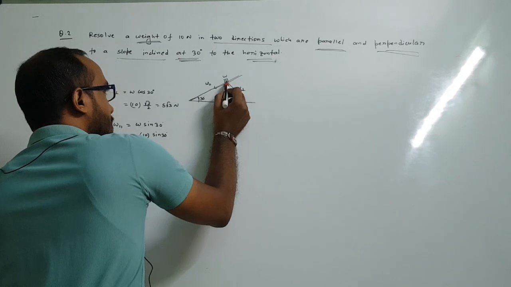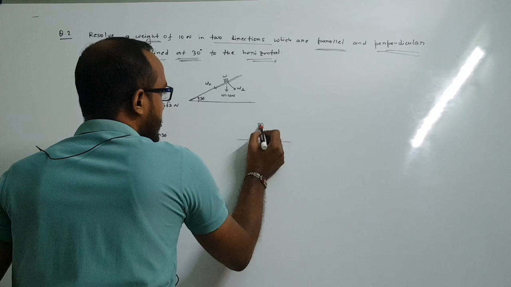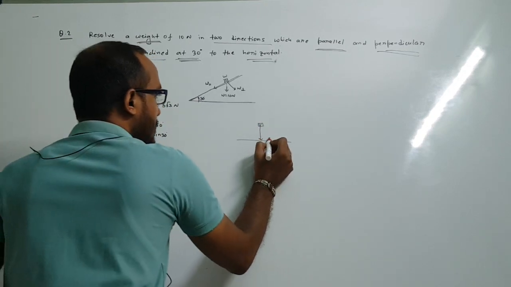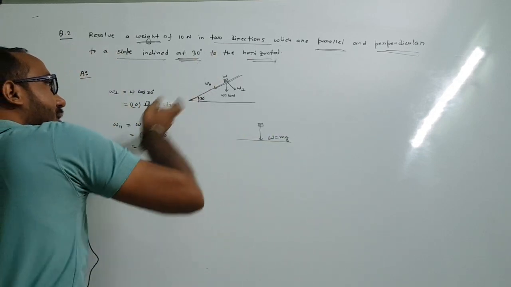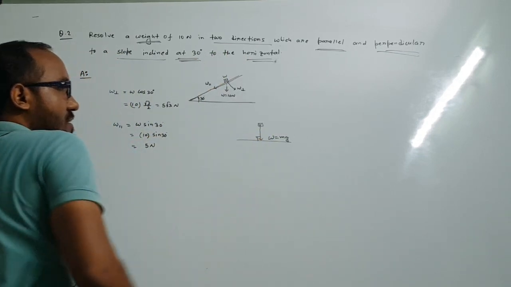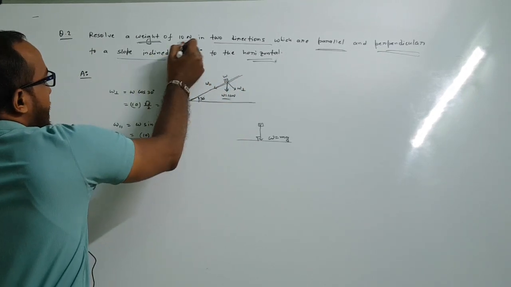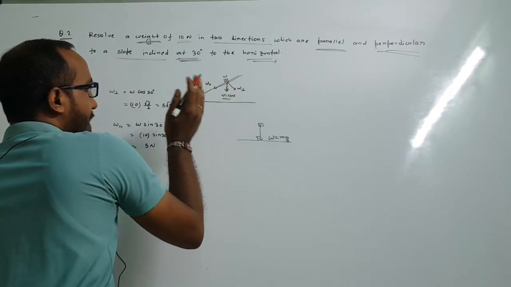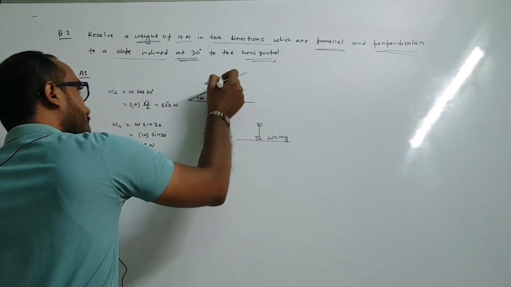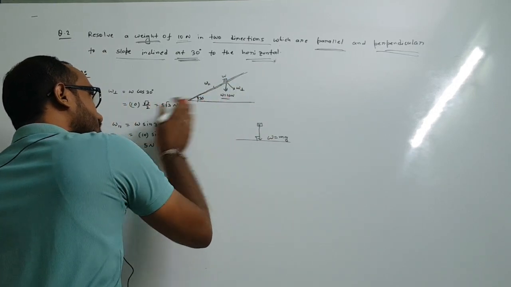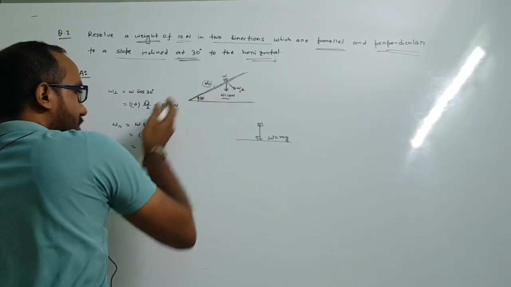So you have to resolve this weight W. Weight W equals mg is always perpendicular to the horizontal, not to the inclined plane. That means this W is perpendicular to the horizontal, and W is given as 10 Newton. Now you have to find a component which is perpendicular to this slope. The question is, find the components of W along the slope which makes 30 degree with the horizontal. So the perpendicular component would be this and the parallel component would be this.